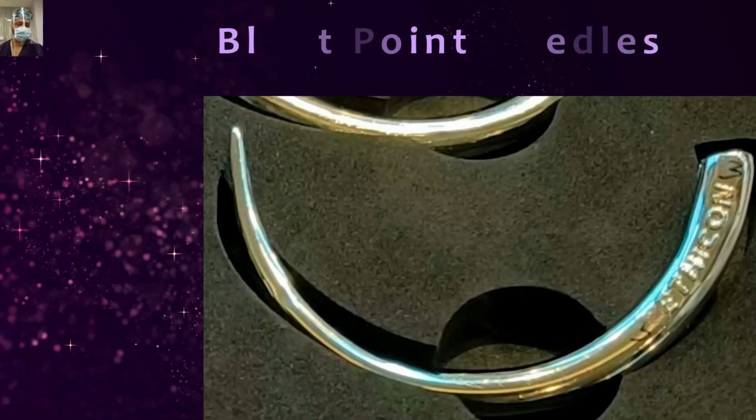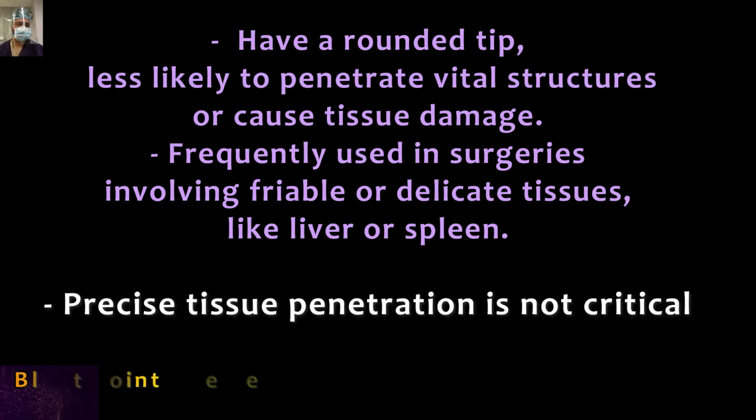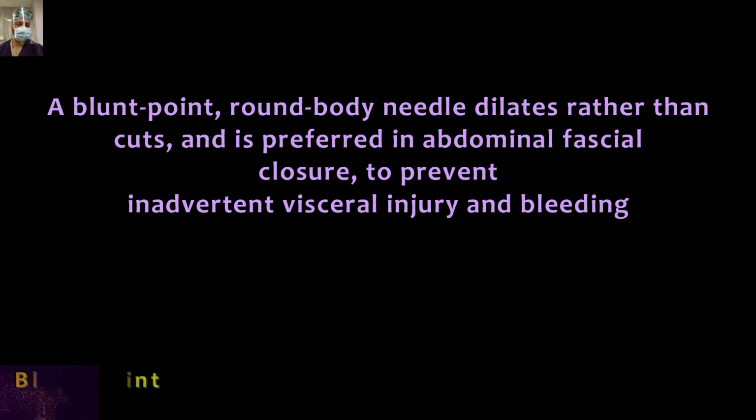Next are blunt point needles. The tip of a blunt point needle is rounded, because all these needles are round body only. One will be taper point, one will be taper cut, and one will be blunt point. So blunt point needles are round body needles, completely blunt to minimize unintended injury to viscera and the surgeon's hand during abdominal wall closure, as it dilates rather than cuts through the tissue. It is simple logic that the tip of the needle is blunt and rounded, so it will simply separate the tissue in front of the tip and will not cut or pierce it.